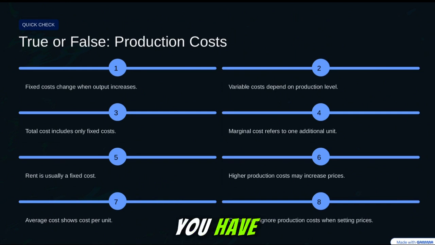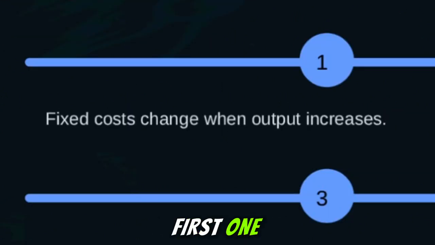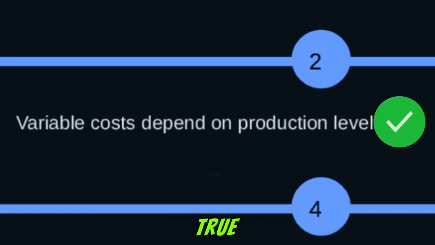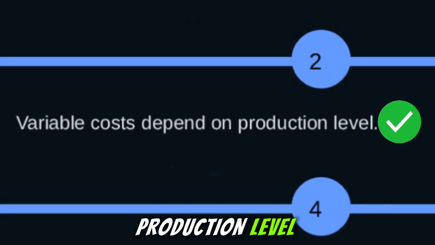All right, if you have finished, let's check the answers. So the first one, it's false. Fixed costs usually stay the same when output increases. The second one is true. Variable costs rise or fall with production level.